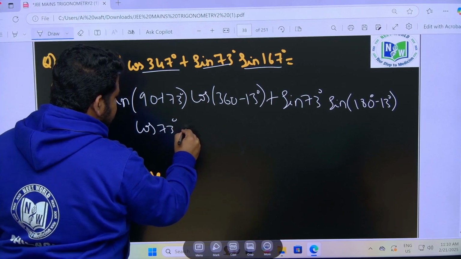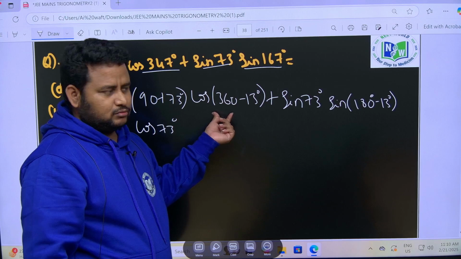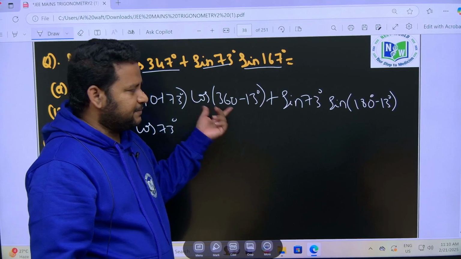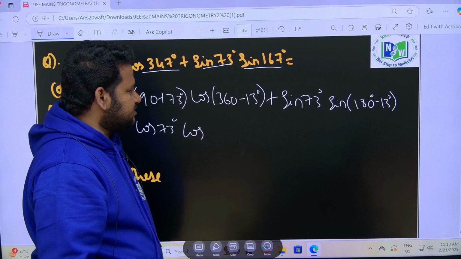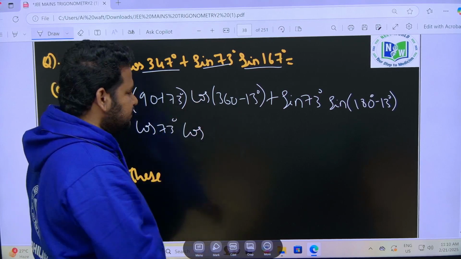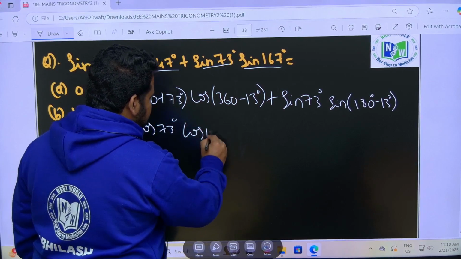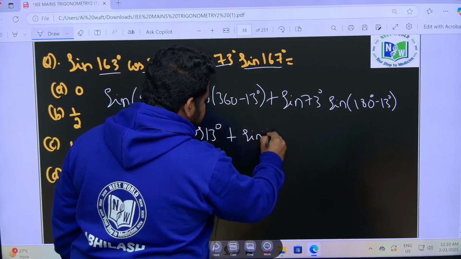Cos 73 degree. And this is what? This is an even multiple of pi by 2. Even multiple of pi by 2, cos will remain cos itself. Cos 360 minus theta: 347 is in the fourth quadrant itself, so cos will remain cos itself, and cos is positive. This will be cos 13 degree plus this is sin 73 degree.